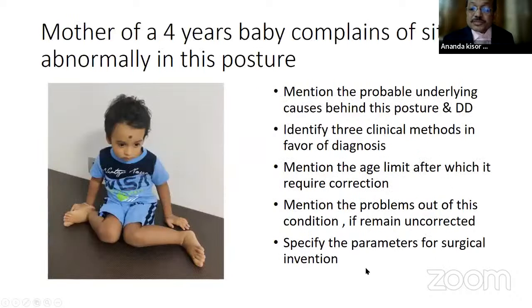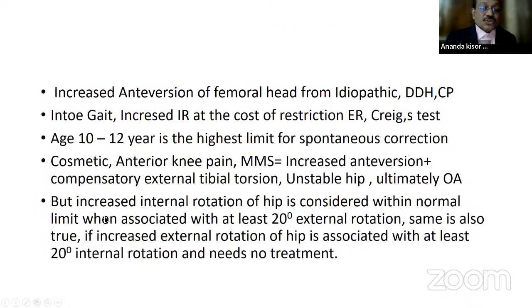The last question is to specify the parameters for surgical intervention. So what are the parameters? We have increased internal rotation of the hip, so we have to check the opposite movement. If the opposite movement is restricted, but at least 20 degrees is preserved, then we don't require treatment. So with increased internal rotation, if the external rotation of 20 degrees is preserved, we don't require treatment.